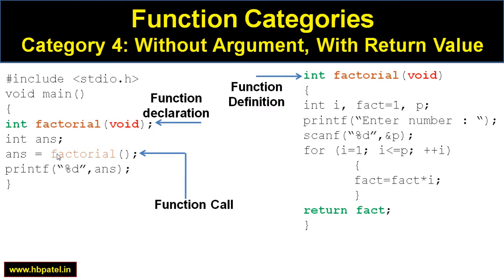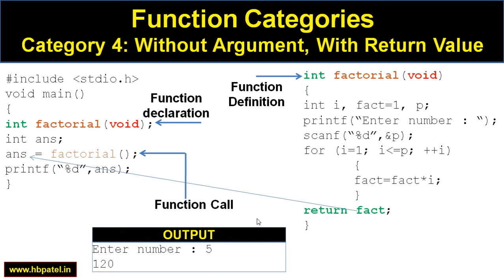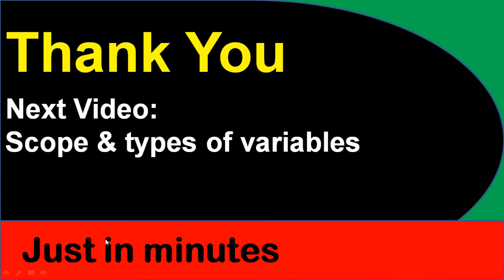And then I am calling answer equal to factorial. I am not passing anything over here because this is without argument. So it will simply jump over there and start executing the code. It will first ask me to enter a number. So if I enter 5, it will go into this p, and then 1 multiplied by 2 multiplied by 3 multiplied by 4 multiplied by 5. So the answer will be 120. That 120 is returned, so it will be copied into answer, and it will print answer equal to 120. So this is my fourth category.